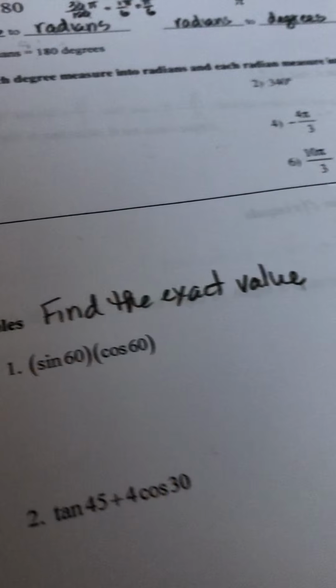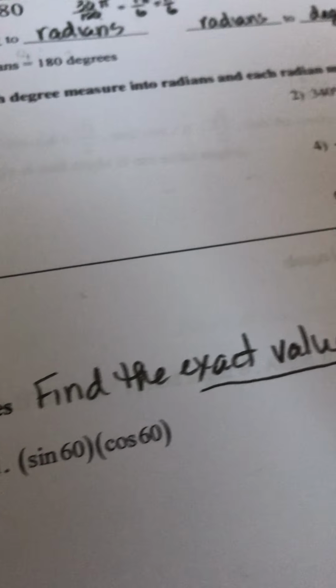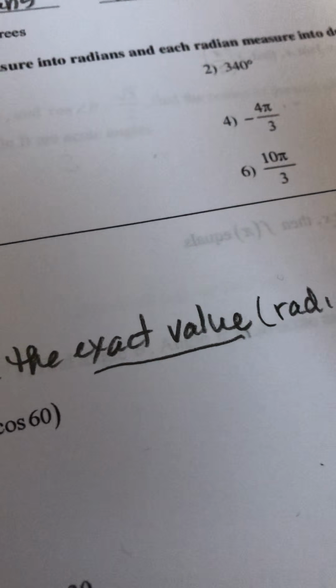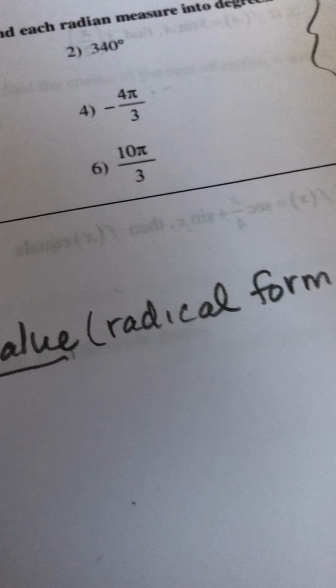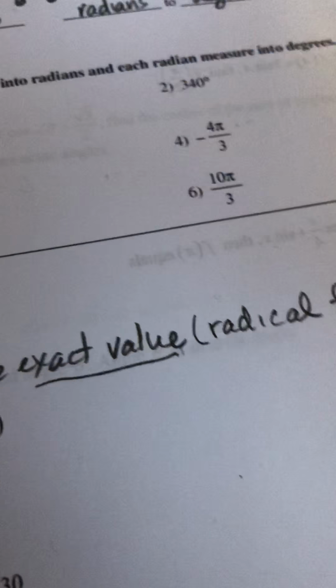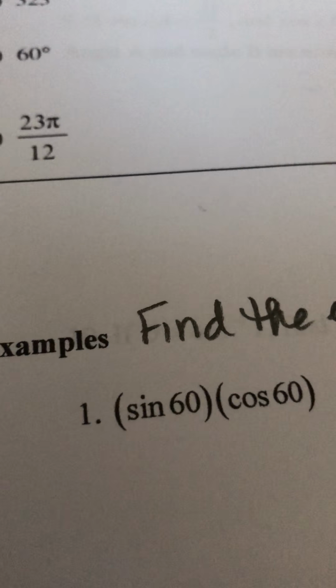We want the exact value. When we say exact value, we mean radical form if it's necessary. You know, sometimes you might get 1/2 or 1 or 2 or 0. But if there's something with a radical in there, we want the radical form.